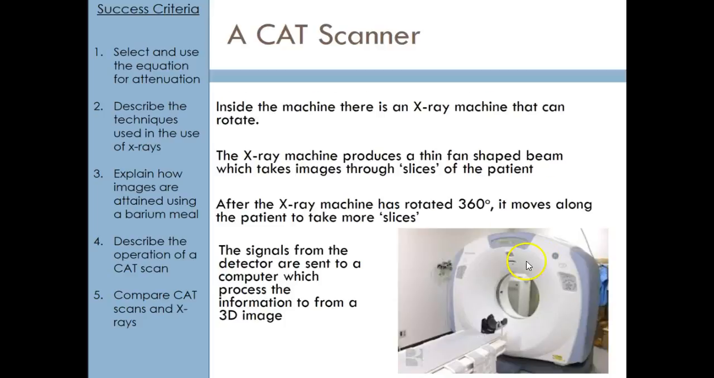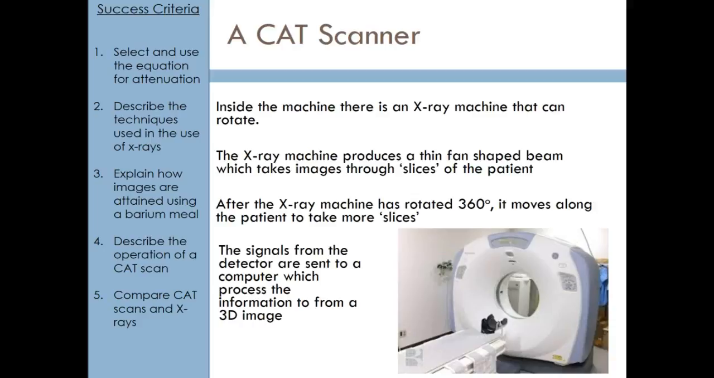So this is a CAT scanner here. This is what it looks like. And the way it works is that there is an X-ray machine basically inside this bit here and a detector on the other side, and they can rotate around the patient. So the machine rotates around, it produces a thin fan-shaped beam which takes images through slices of the patient. After it's gone all the way around, it moves down the patient to take more slices. Or in some cases it can just spiral along, so with every picture it takes, it moves along the patient ever so slightly, so it spirals along the axis. And the signals from the detector are then sent to a computer which processes the information in order to form a 3D image. So that's a CAT scanner.